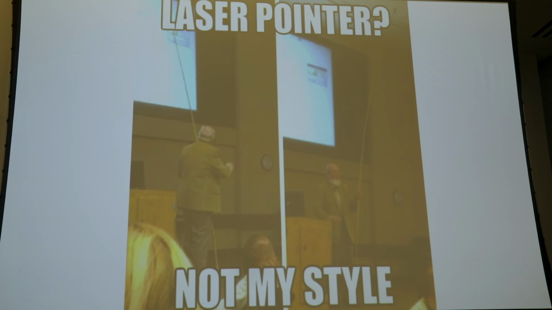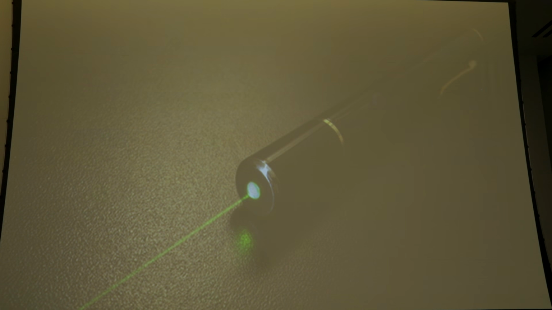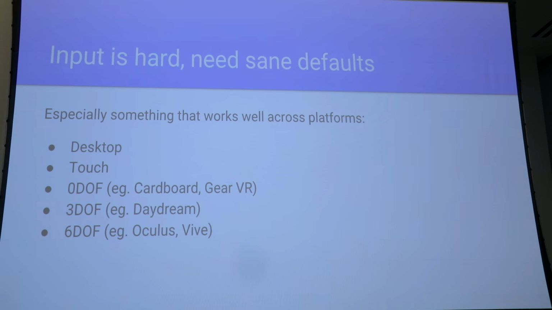Basically, what I'm proposing is a laser pointer style default for 3DoF and 6DoF VR experiences, as well as fallbacks for non-VR platforms. So what I've set out to do is make something that will work reasonably on desktop, with touch interfaces, with what I'm calling 0DoF. The DoFs refer to the degrees of freedom on the controller. Cardboard does not have a controller, so we call it 0DoF. 3DoF is Daydream, so there's only orientation. 6DoF is orientation and position, so Oculus Touch.